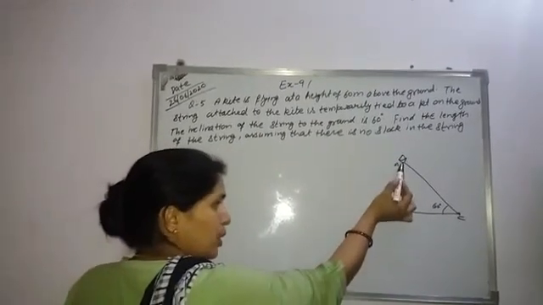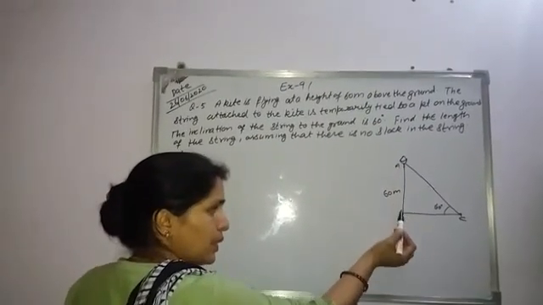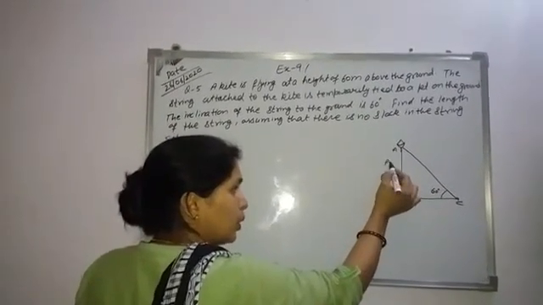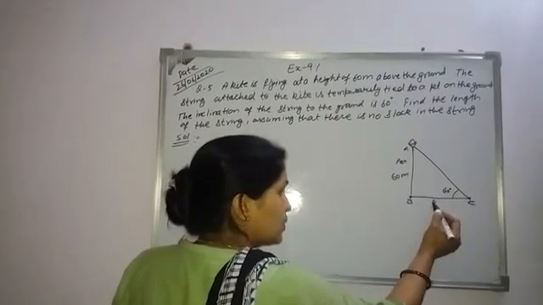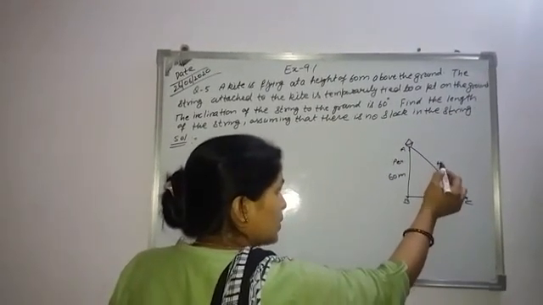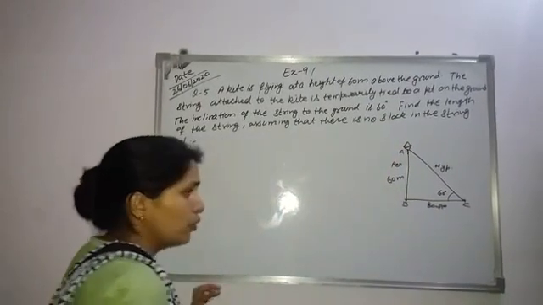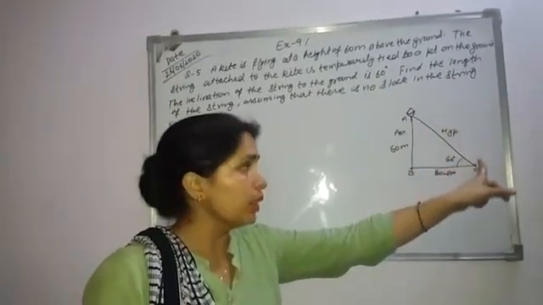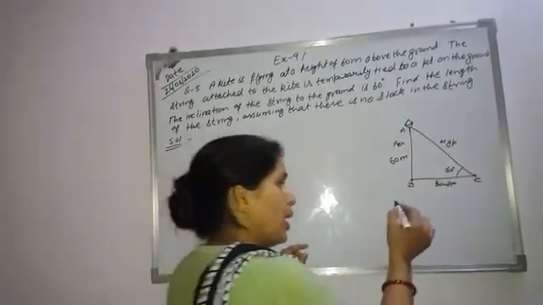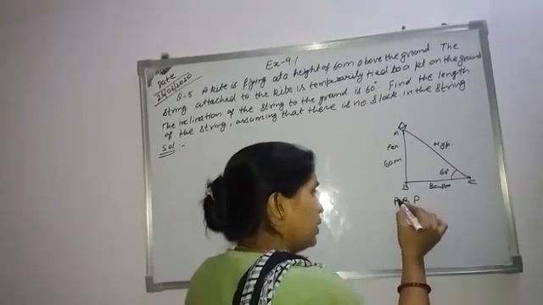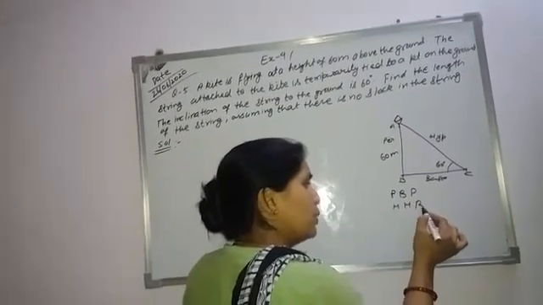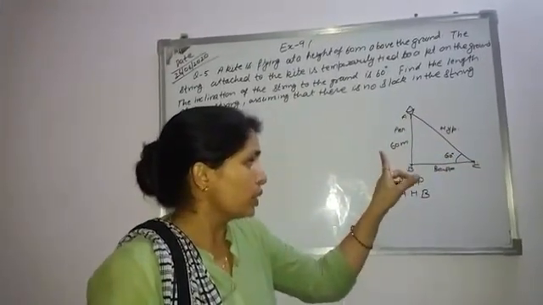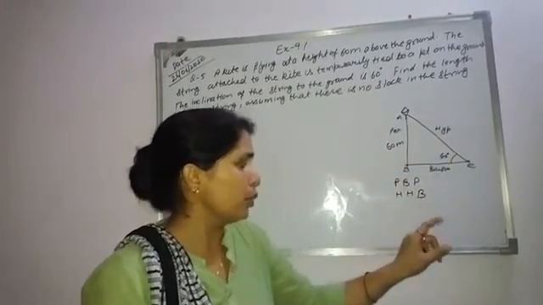Now, again one value is given to us. In this case, the side opposite to this angle is the perpendicular, the side adjacent to this angle is the base, and this is the hypotenuse. And which value do we want to find out? This AC, the length of the string. Again check the relation, PBP HHB. Perpendicular is given to us, hypotenuse we want to find out. So check the relation between perpendicular and hypotenuse.